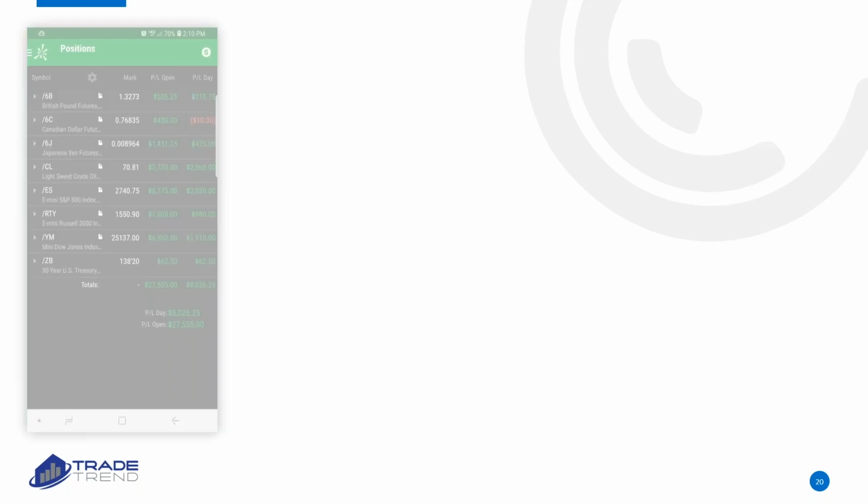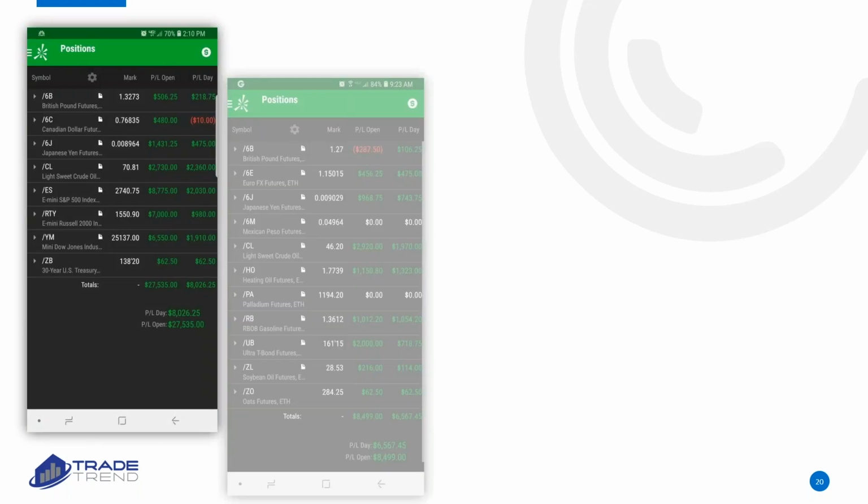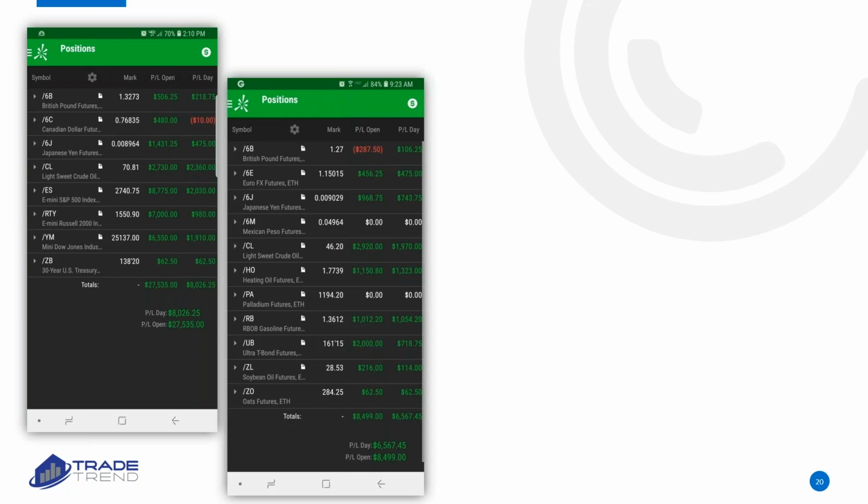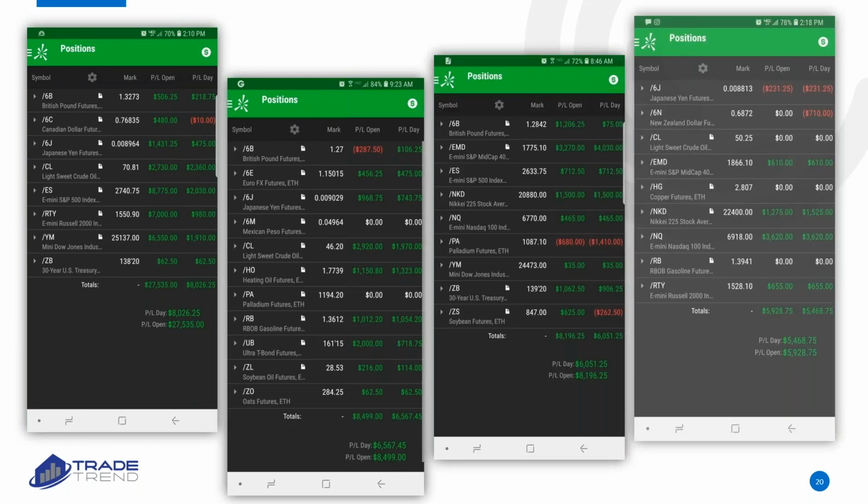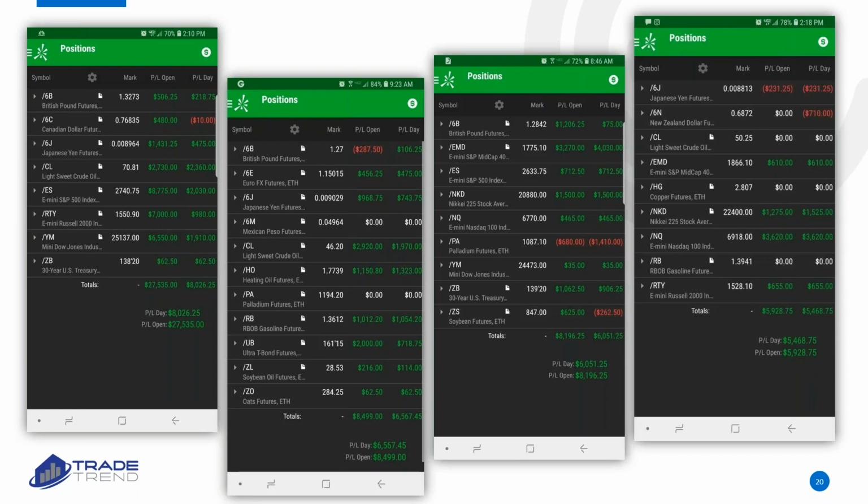So what I'm going to do is I'm actually going to show you some screenshots of my live trading account using Tradetrend. I'm a futures trader, as well as an options trader and stock trader. But these are all futures trades that I placed in my live account. This is not a paper trading account. This is actual money, live money that I traded.